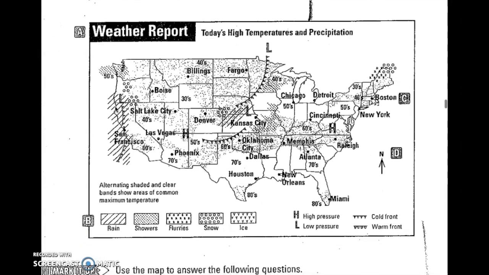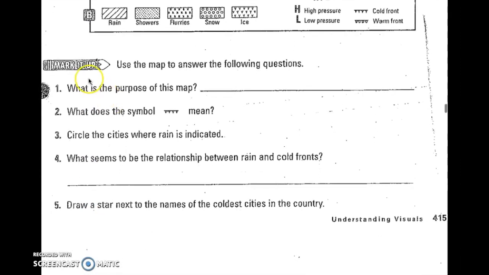Here's your map, which we'll come back to, but I want to look at the questions first. What is the purpose of this map? What does this specific symbol mean? Circle the cities where rain is indicated. What seems to be the relationship between rain and cold fronts? Draw a star next to the names of the coldest cities in the country.